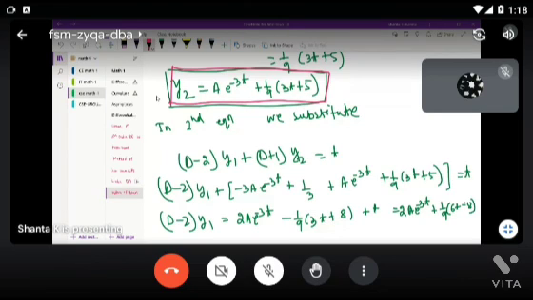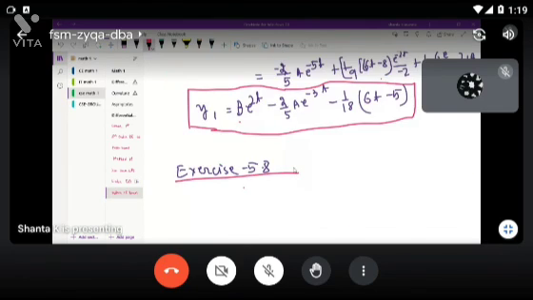Let me give you the exercises. You do the exercises. I have written them, I think it's 5.7. Okay. Any doubt with this one?